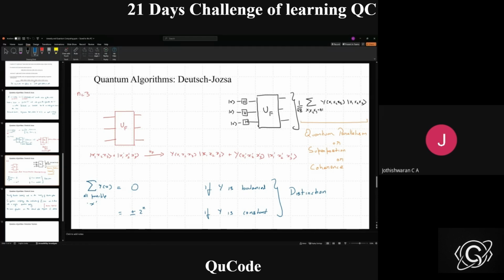Okay, so best book for quantum algorithms. I mean, these days there are many books.